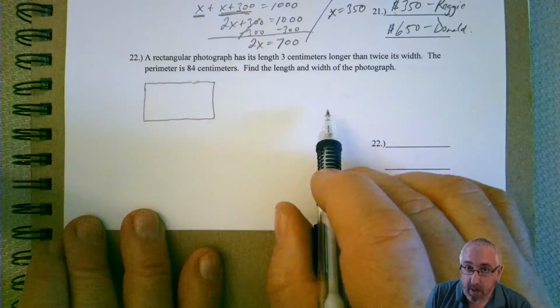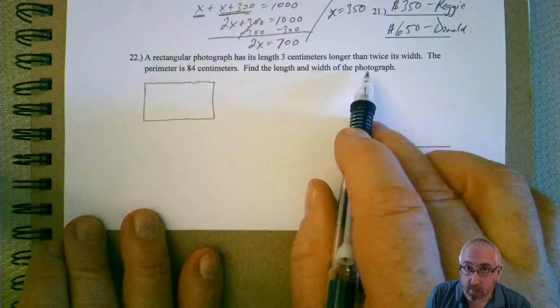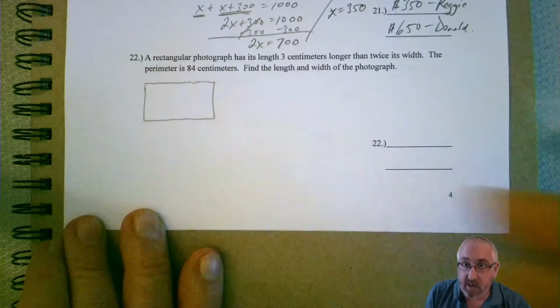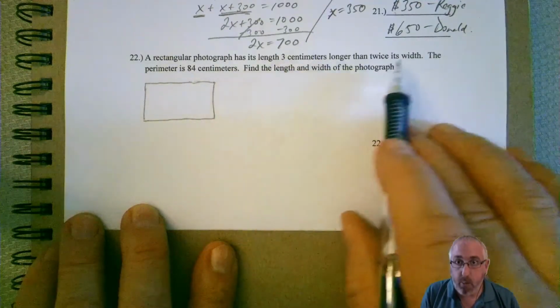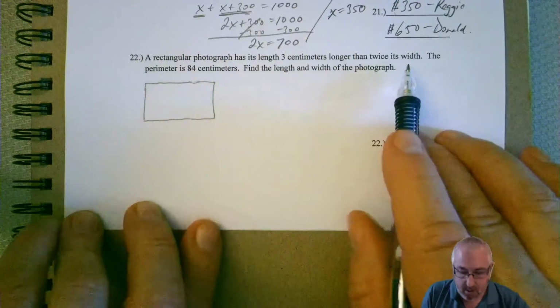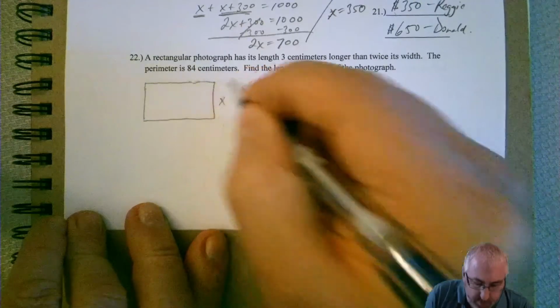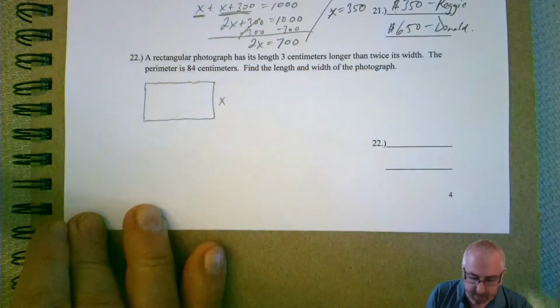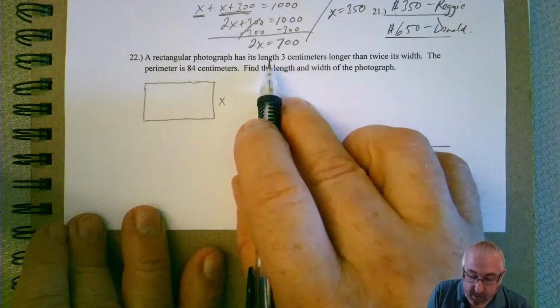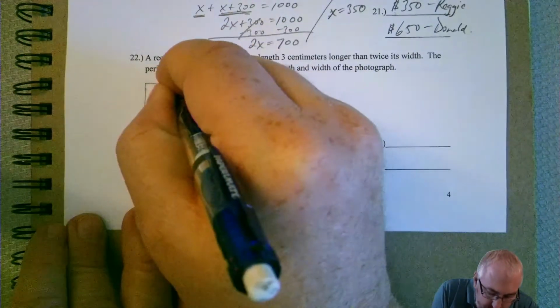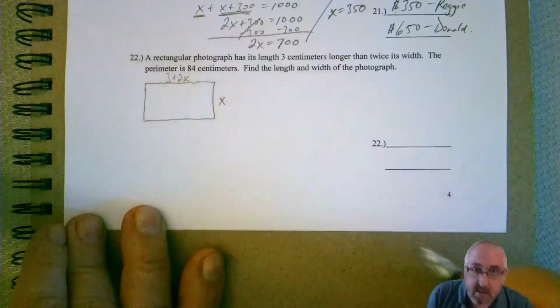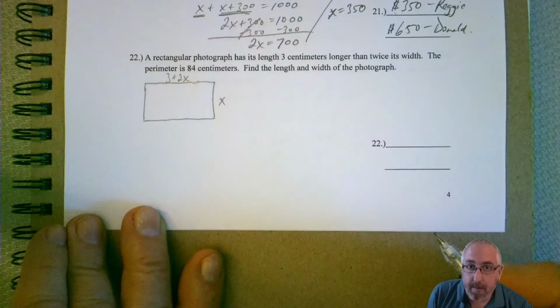So in order to figure out how to write these, we're going to have to determine which one we need to know first. And because of the way this one's written, we want to know the width first. So I'm going to let the width be x. And so now the length is 3 centimeters longer than twice that. So I can say 3 plus 2x for the length.